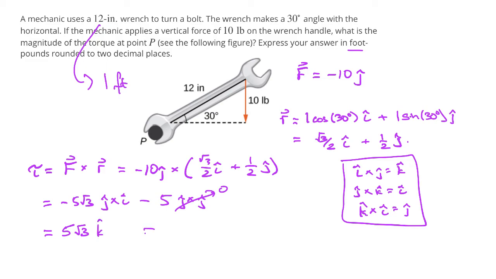So now if we're looking for just the magnitude of that, the magnitude of our torque is going to be 5 times the √3, which is going to be approximately 8.66025438, and our units, because we did the conversion, is in foot-pounds.